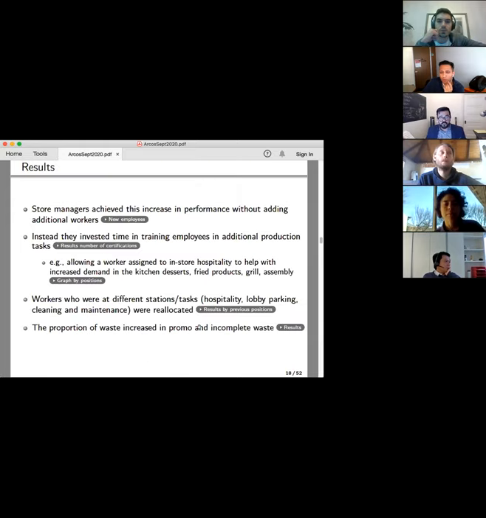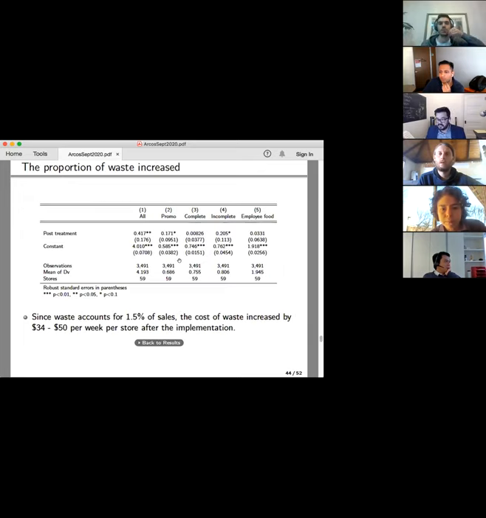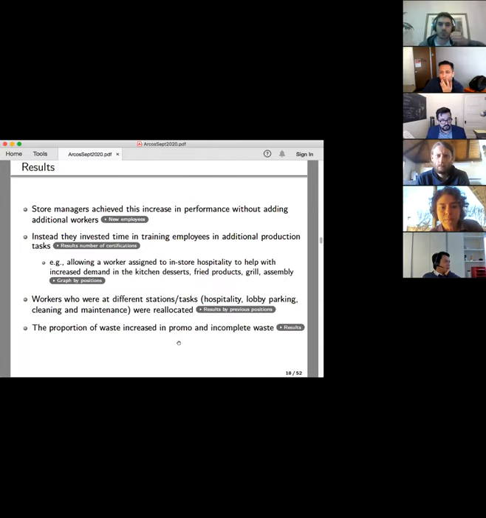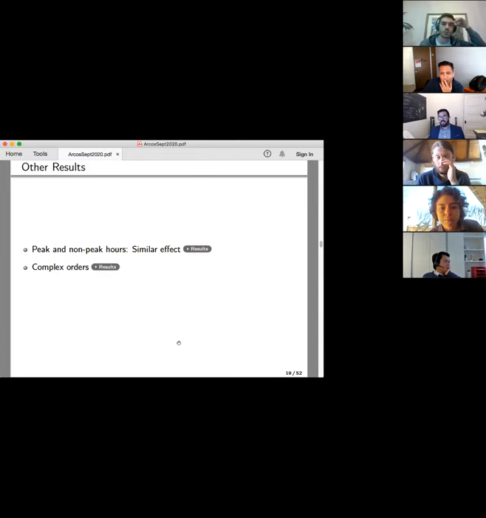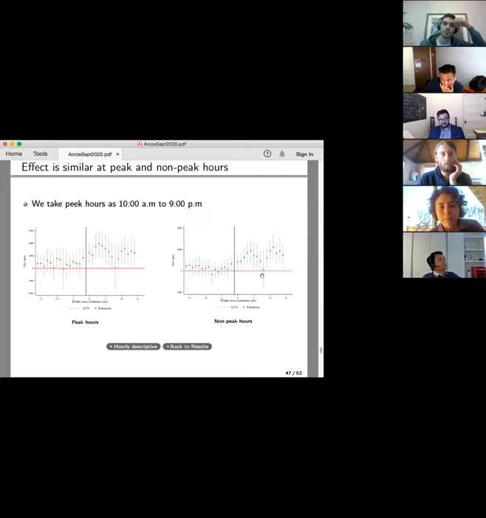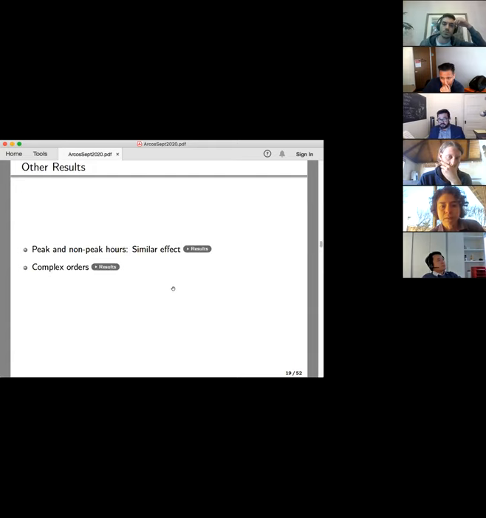Finally, the proportion of waste increased in promo and incomplete waste. This is what Ping and Simon said, but basically the waste accounts for 1.5% of the sales. So the cost of the waste increased from $34 to $50 per week per store after the implementation. We also check for peak and non-peak hours, and we find a similar effect for peak and non-peak hours. Same thing for the complexity of the order, similar effects.